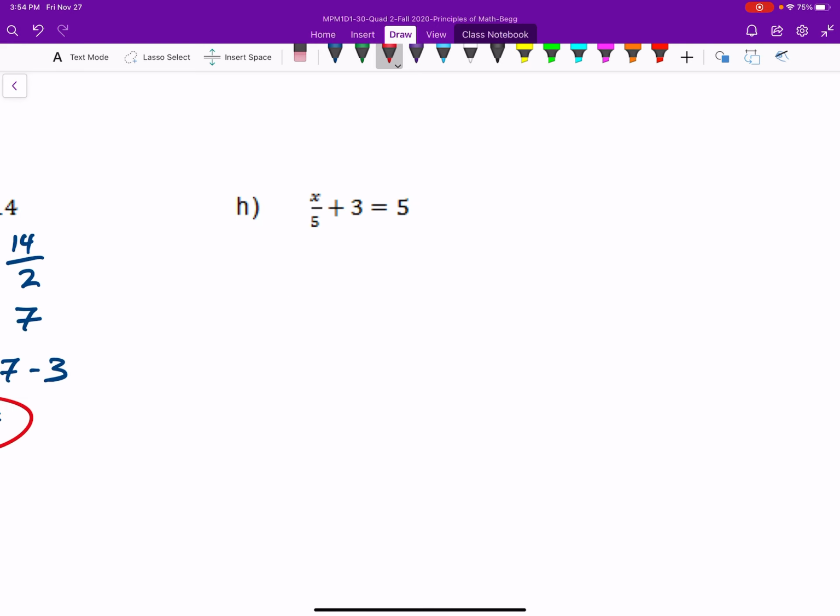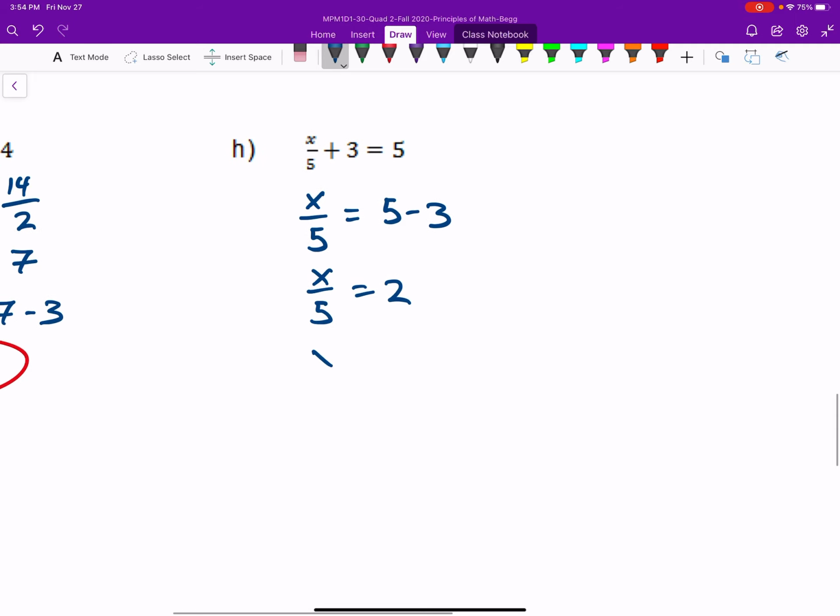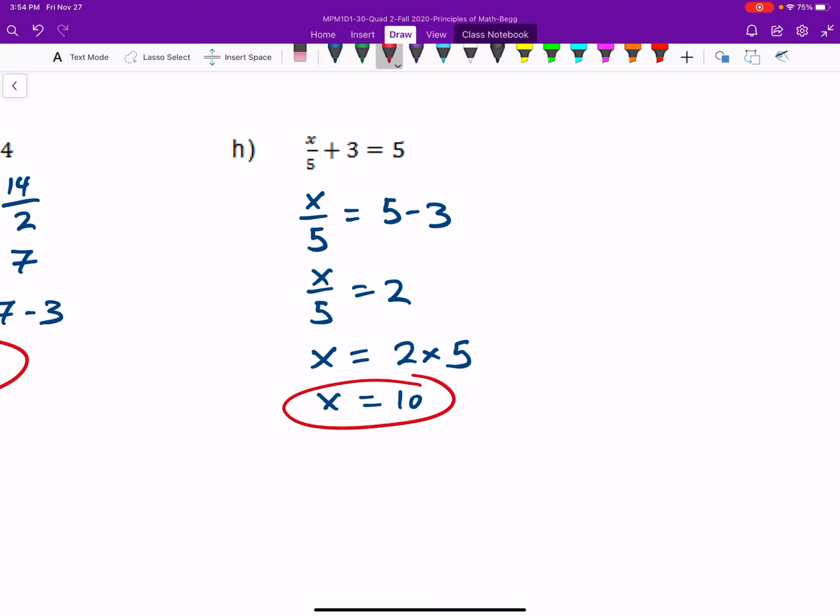x over 5 plus 3. So, again, reverse order of operations tells me to subtract 3 from each side as my first step. So I'd have x over 5 equals 2. And then the opposite of dividing by 5 is multiplying by 5 on both sides. And I'd get x equals 10. Let's check it. 10 divided by 5 is 2. 2 plus 3 equals 5.